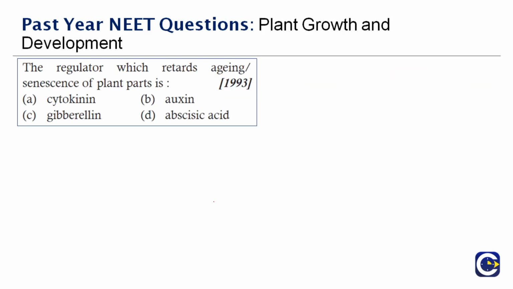Next question here. The regulator which retards aging or senescence of plant parts is called as dash. This is again an easy question for you, and already discussed in this chapter. Yes, the correct answer is cytokinin. Cytokinins help in retaining chlorophyll, hence they delay aging in plants.